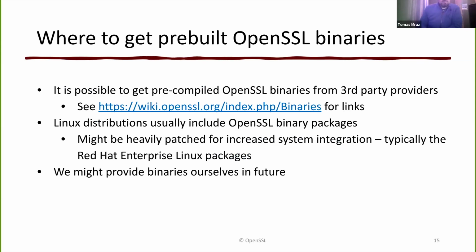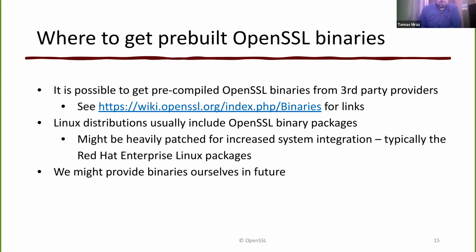Where to get pre-built OpenSSL binaries. If for some reason you cannot build OpenSSL on your own, it is possible to get precompiled OpenSSL binaries from third-party providers. Look at the wiki.openssl.org binaries page for links.